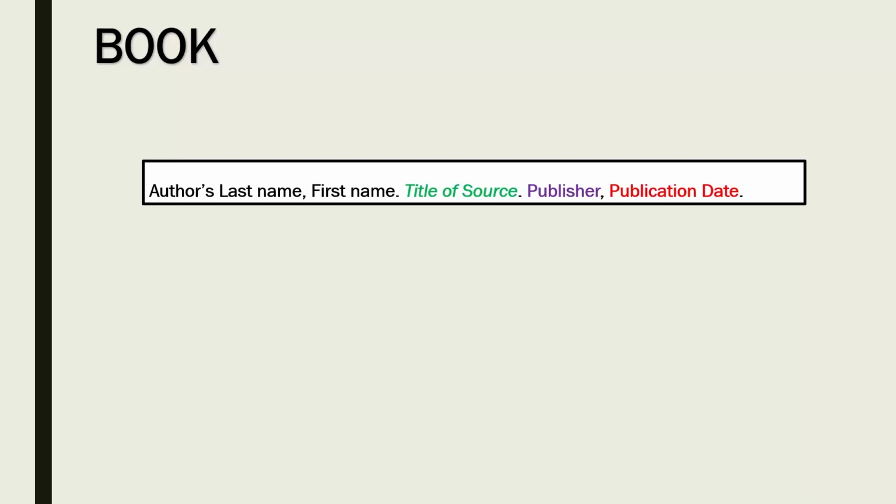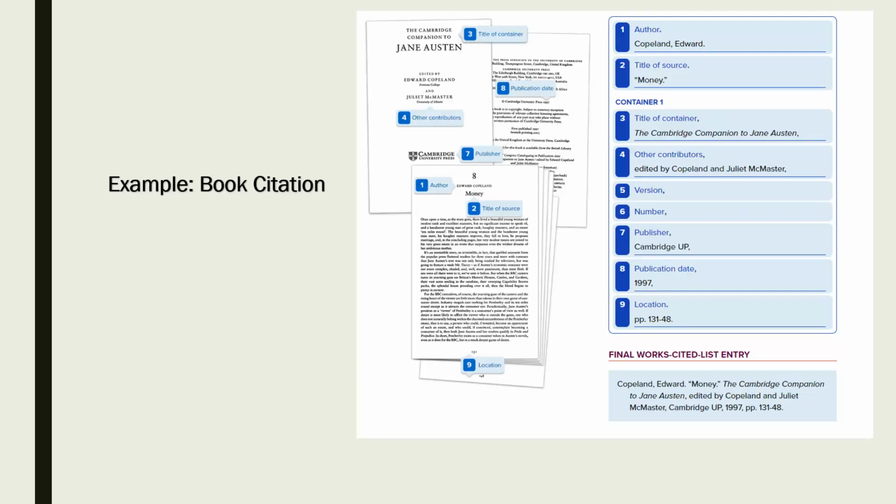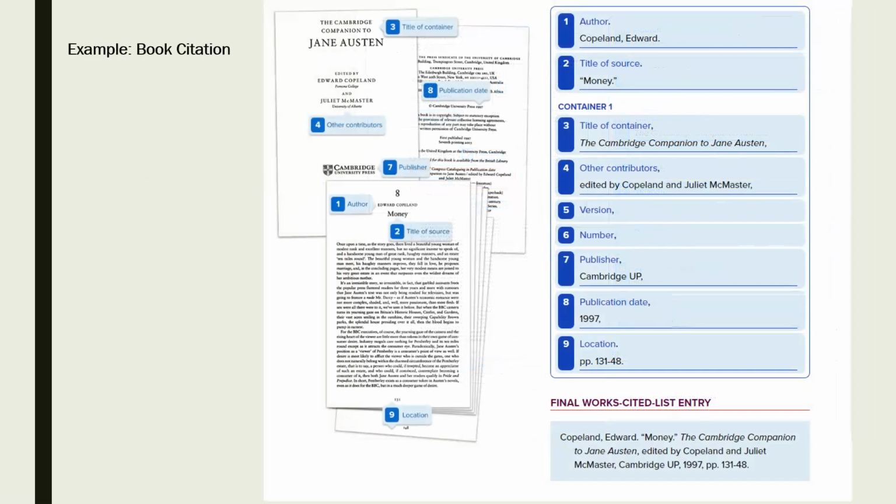In this example, we'll be identifying the elements needed to cite a book chapter from a book titled The Cambridge Companion to Jane Austen, written by Edward Copeland. Let's identify the first element we need for our citation, the author. From this example, we can see that the author is Edward Copeland. The next element is the title of the source. The title of the book chapter is Money. The next element is the title of the container, or where the book chapter Money can be located. It comes from the book titled The Cambridge Companion to Jane Austen.